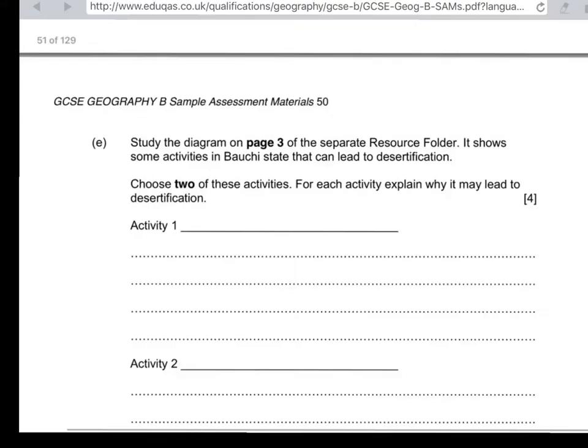So study the diagram on page 3, we're going to have a look at that in a second, of the separate resource folder. It shows some activities that can lead to desertification. Choose 2 of these activities, explain how each activity may lead to desertification. So the clue here is a 4-mark question. So you're going to need to have the activity, there'll be no mark for that. So you're going to have to basically write one reason and explain it. And that will get you the 4 marks. So let's have a look at page 3.